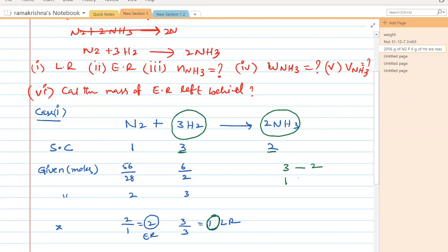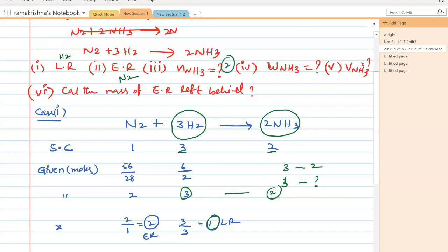Now, how many moles of limiting reagent do you have? 1 mole. When you have 3 moles, how many moles will be formed? Here we have 3 moles, so we can expect 2 moles. So for the first question, the limiting reagent is hydrogen. And what is the excess reagent? Nitrogen.